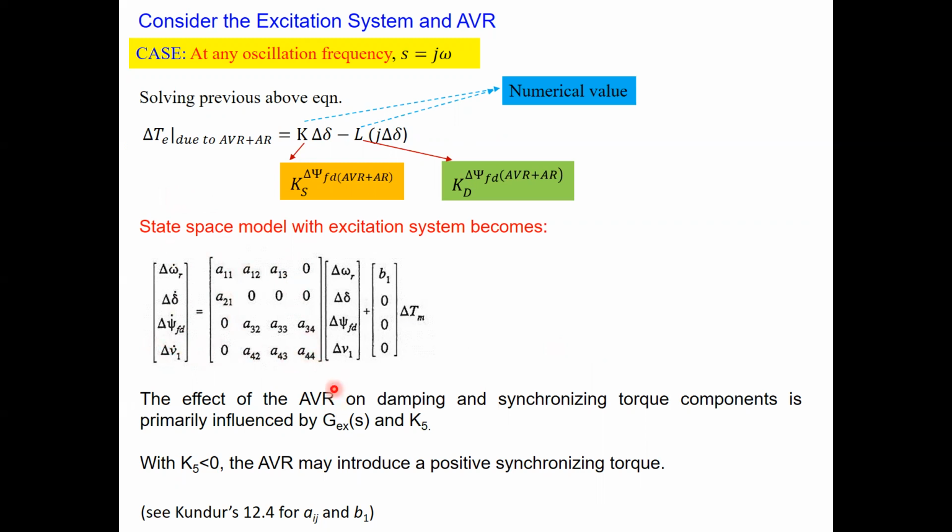Now, in general, what is the effect of AVR? It is basically governed by the model of the excitation system and the value of K5, right? That is what we observe. If K5 is less than 0, that means negative, then the AVR may have a positive synchronizing torque coefficient. It may have a positive one if K5 is negative.